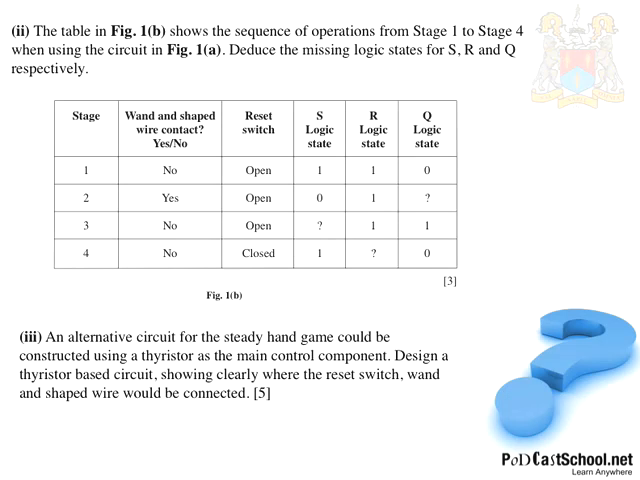Now in part 3 of the question, you're asked to design an alternative circuit using a thyristor as the main component. You have to use this circuit to give the same function as before, but you must not incorporate the SR flip-flop. So it must be a completely new circuit. And look how many points are awarded for this, 5. So this is the main bulk of the question. Okay, let's get a clean sheet of paper then.